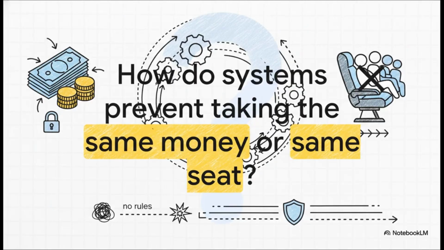So let's start with a question. How do systems actually manage this? I mean, think about it. You've got banks, you've got airlines. What stops two people from booking the very last seat on a plane simultaneously? Without any rules, the answer is nothing. It would be absolute chaos.